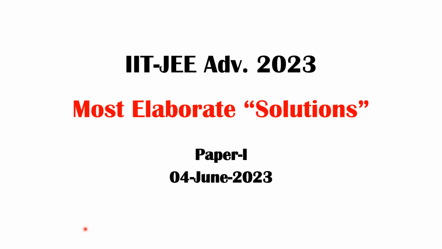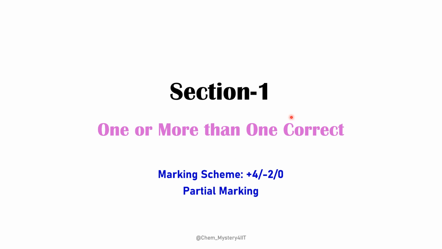So we are starting with paper number 1, and we'll be going in serial-wise manner, like first question, second question, third question, like that. The first section we are going ahead with is the one or more than one correct questions. The marking scheme as per JEE is +4 for the correct options and -2 for incorrect, and 0 for not attempted. And if you have partially attempted, then there is going to be partial marks like +1, +2, +3 or +4 depending upon how you responded.